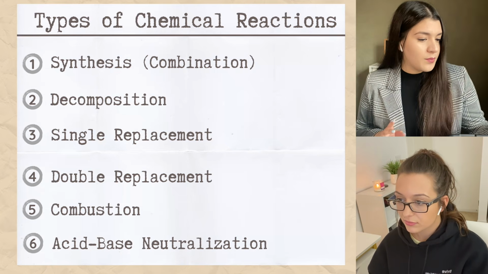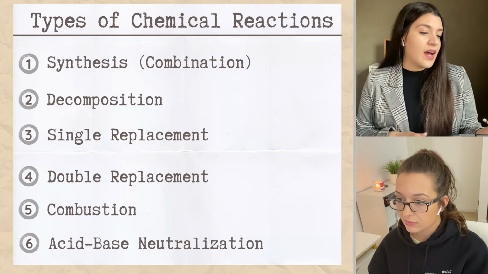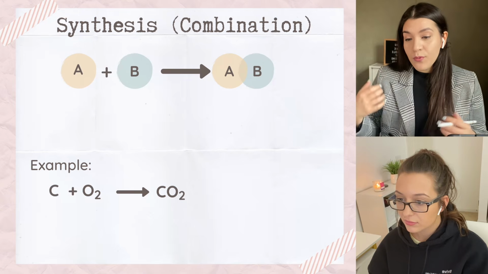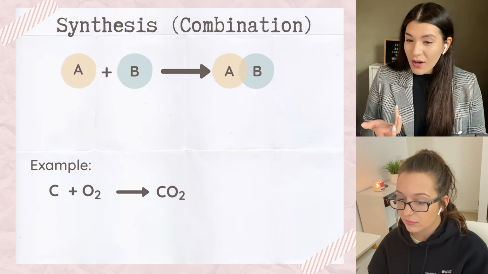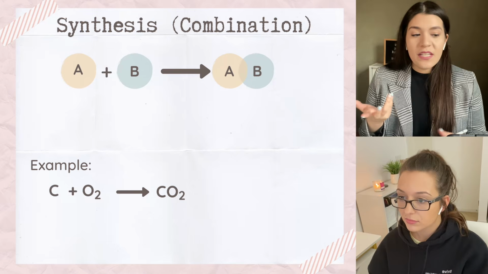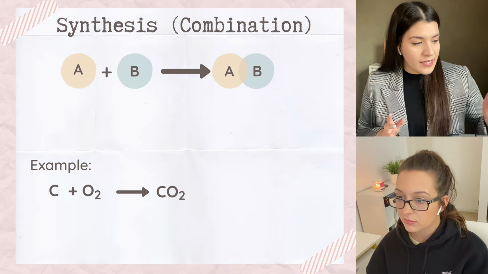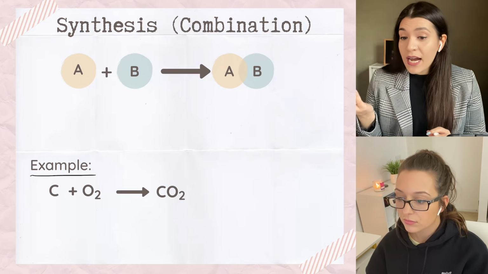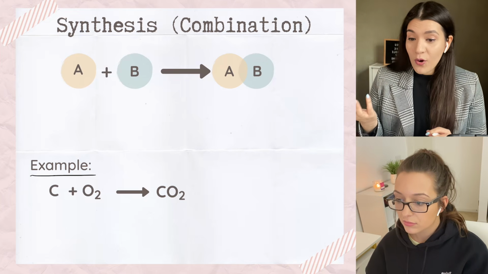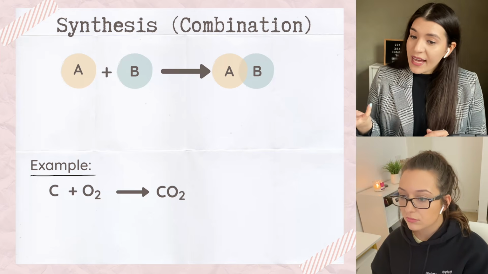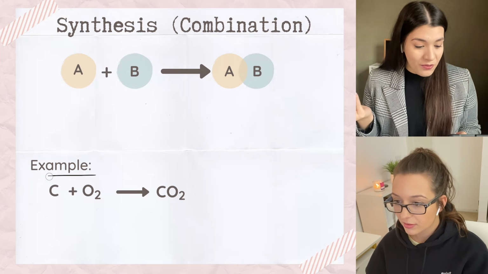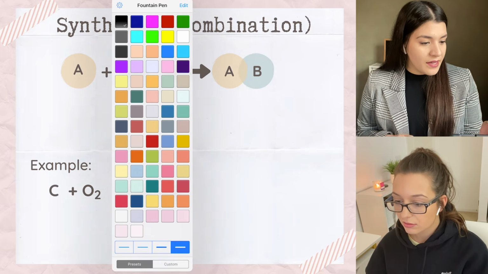So the first type is synthesis, also known as combination. So it's going to be important to be able to identify the type of reaction because they might give you an example. Like let's say if they gave you something like this and they were to ask, oh, identify the type of chemical reaction. But just by looking at it, you have to know, oh, this is a synthesis reaction. How you can tell with that is simply this.